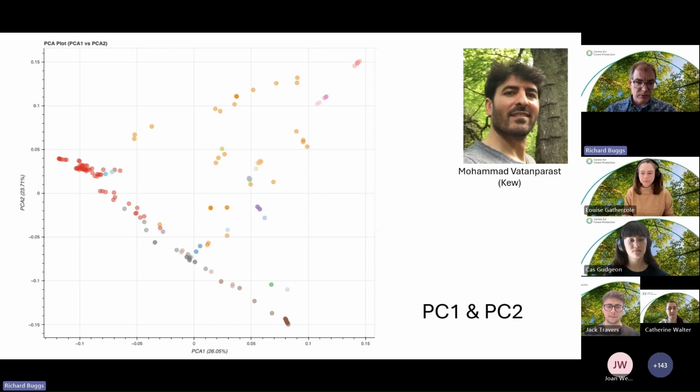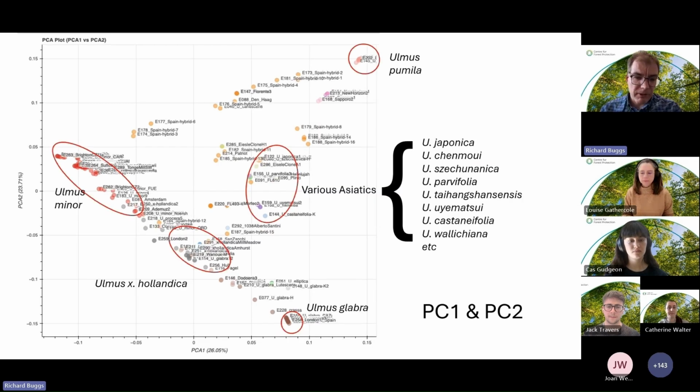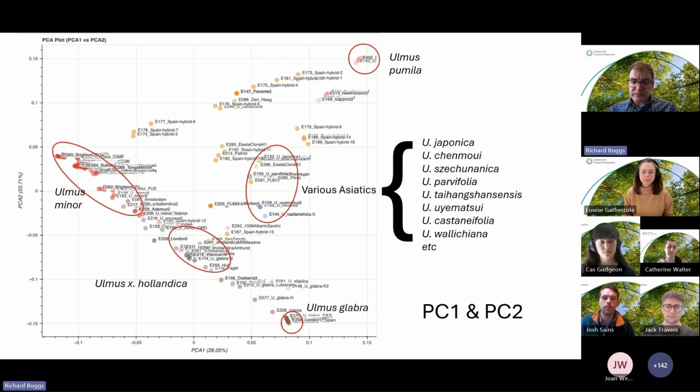You can see this kind of triangle shape, and what we're finding is Ulmus minor is over here at one corner, Ulmus glabra at another corner, and Ulmus pumila in another corner. I'm not showing you Ulmus americana or Ulmus laevis in this picture because they are quite different to the others, and if I included them, what you're seeing here, which is probably of most interest to us today, would all be kind of a bit scrunched up.